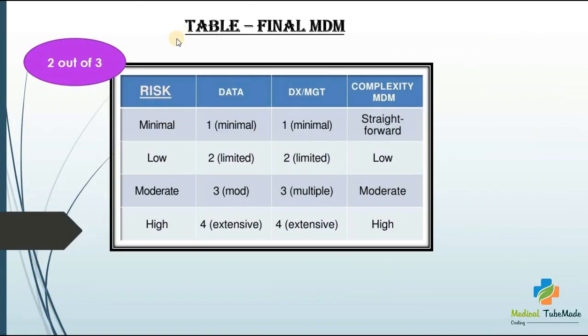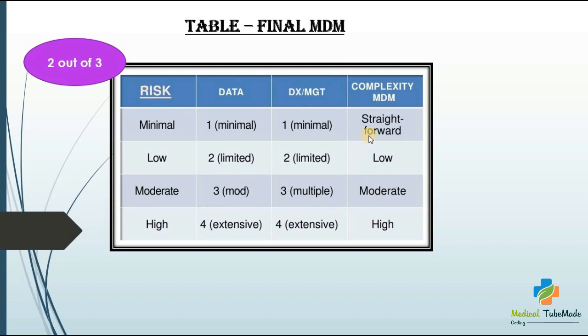So guys, this is the final MDM table. Here you can see the final MDM level. Final MDM level means here you can see straightforward, low, moderate or high. High means it's the highest level, straightforward is the lowest level. So we have to decide the final MDM level on the basis of these three tables, which I have already explained: table A, table B and table C. On the basis of these three tables we have to decide the final MDM level, and for that we have 2 out of 3 criteria.